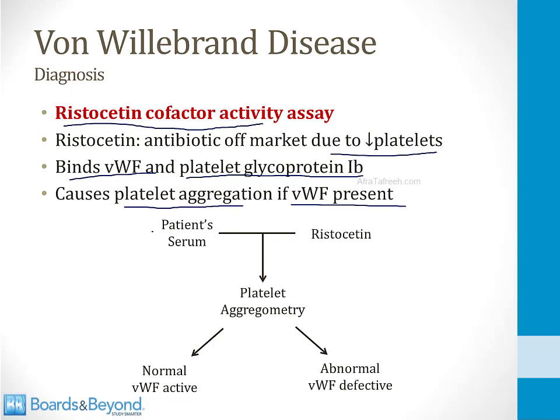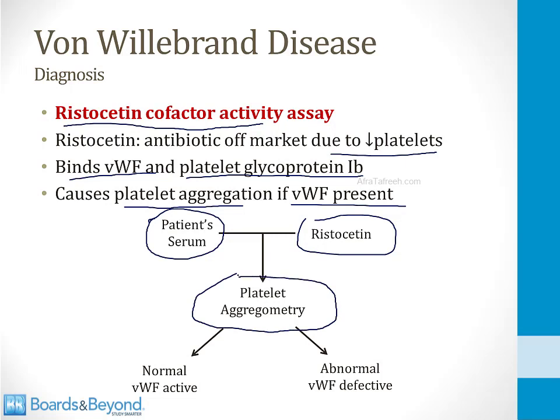So the way you do this test is you take a patient's serum and you add ristocetin. You then perform platelet aggregometry, which is a measurement of how much the platelets aggregate. If the platelet aggregometry is normal, this suggests von Willebrand factor is present and active. If it's abnormal, it suggests that von Willebrand factor is defective and ristocetin couldn't normally cause platelet aggregation.